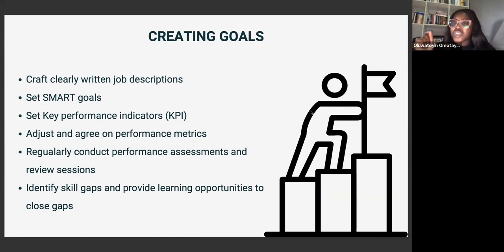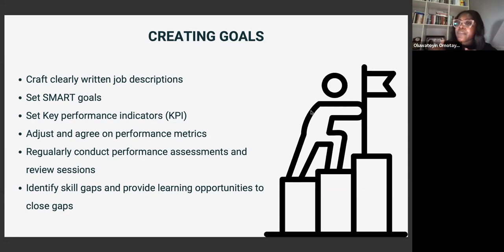You also need to set SMART goals. What are SMART goals? SMART goals are specific, measurable, achievable, realistic, and time-bound, right? You co-create the goals. So you sit down with the employee and then you create the goals. What are we going to achieve in the next 3 months? What are we going to achieve in the next 5 months? How do we know we have been successful in the next 6 months? These are things that you must have clearly spelled out.